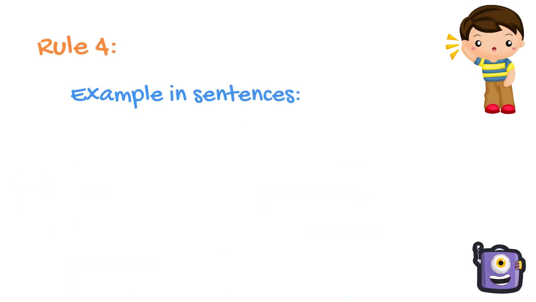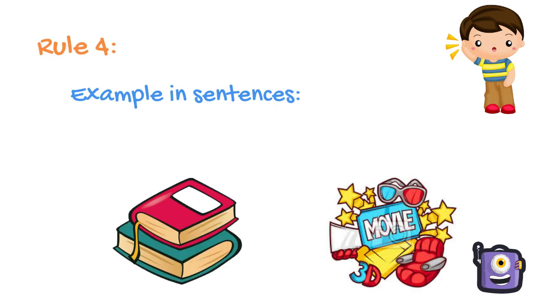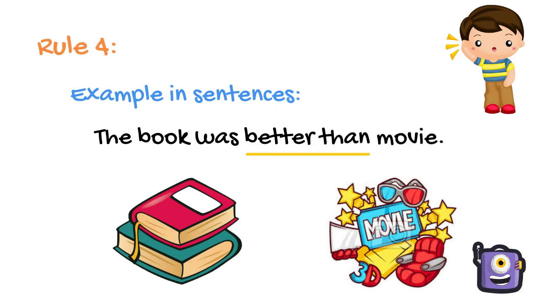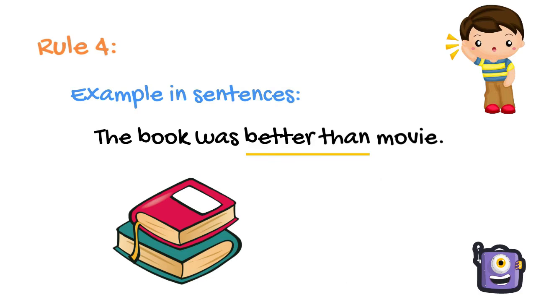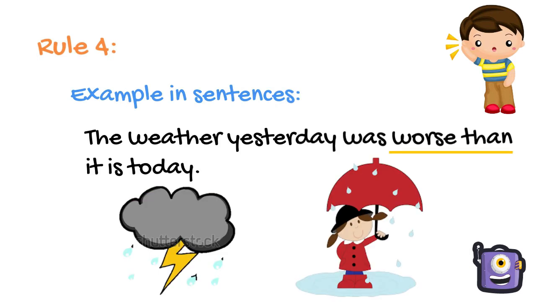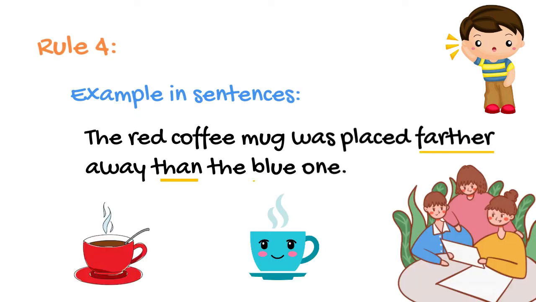For example, in sentences, repeat after me. The book was better than the movie. The weather yesterday was worse than today. The red coffee mug was placed farther away than the blue one.